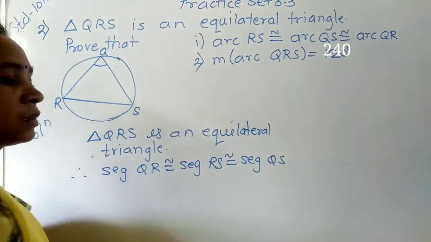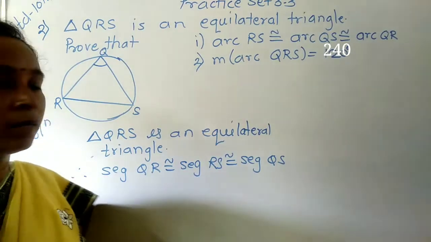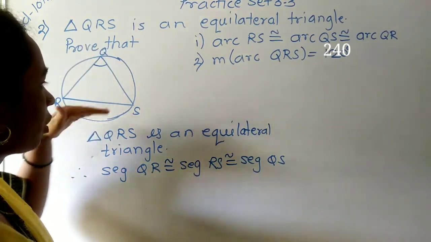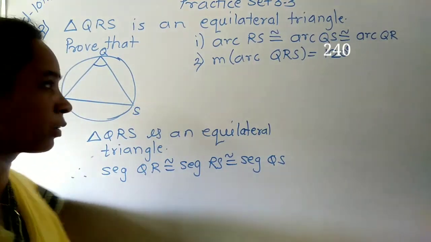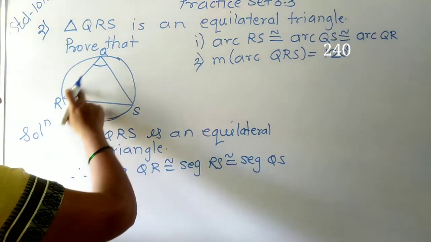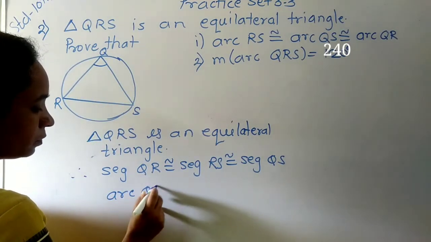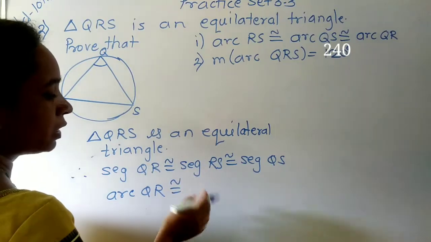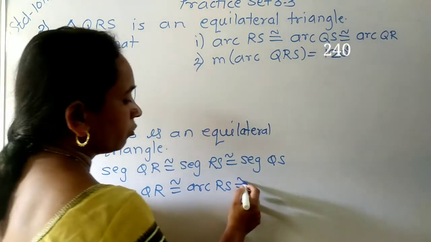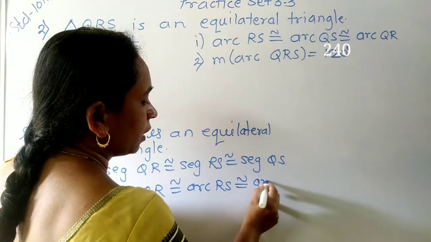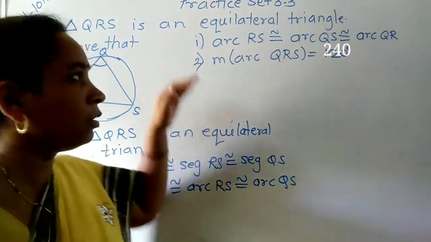If these sides are congruent, these are nothing but the chords of that circle. If these chords are congruent, then their corresponding arcs are also congruent. So here segment QR's corresponding arc is arc QR. Segment RS's corresponding arc is arc RS. And for this, the corresponding arc is arc QS. So hence we have proved the first statement.